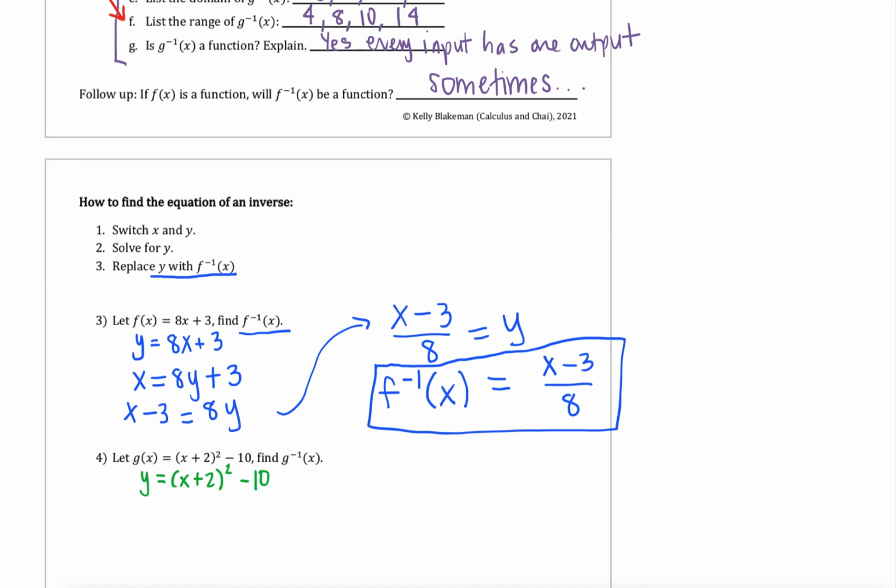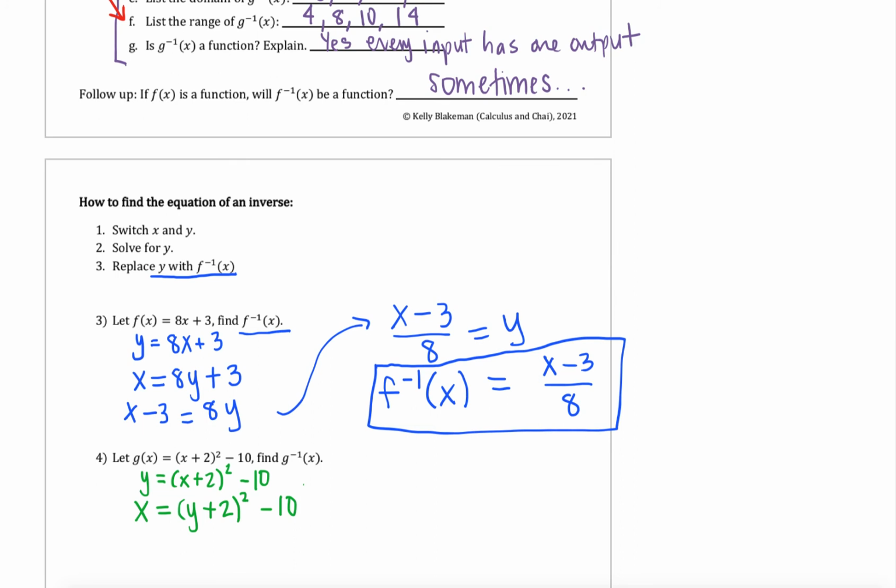From here, our first step in really finding the inverse is flip-flopping the x and the y values. So I'll now have x equals (y plus 2) whole quantity squared minus 10. Notice the structure of the equation still stays the same. I'm literally just flip-flopping the x and the y values, but the plus 2, the squared, and the minus 10 are all still there. From here, our goal is to solve for y.